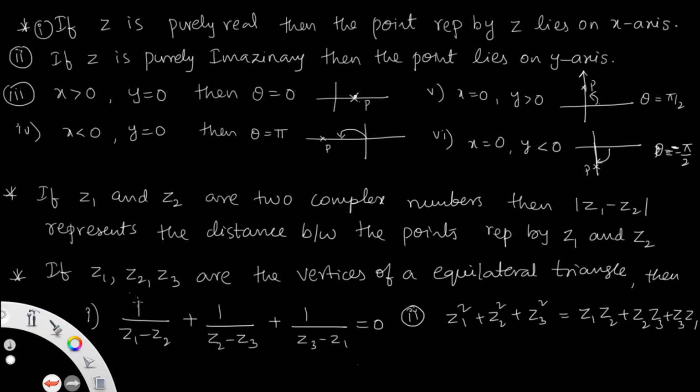If Z1, Z2, Z3 are the vertices of an equilateral triangle, then the conditions are 1 by Z1 minus Z2 plus 1 by Z2 minus Z3 plus 1 by Z3 minus Z1 becomes 0, and Z1 square plus Z2 square plus Z3 square equals Z1 into Z2 plus Z2 into Z3 plus Z3 into Z1. This is the condition for Z1, Z2, Z3 to be the vertices of an equilateral triangle.